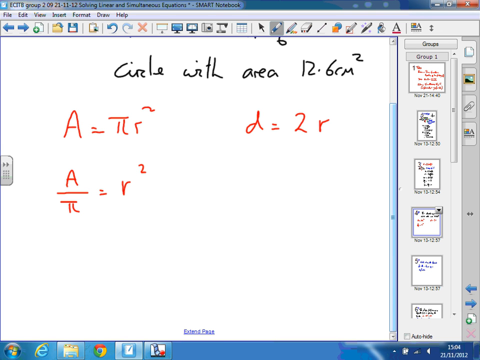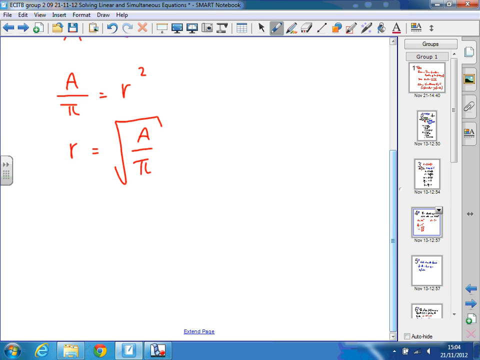So if you're going to square root something to get rid of the square, get that, whatever it is, on its own first, generally. So r squared equals A over pi. Now, square rooting both sides, I get the radius is the square root of A over pi. So now I can find the radius. It's the square root of A, which is 12.6, over pi.